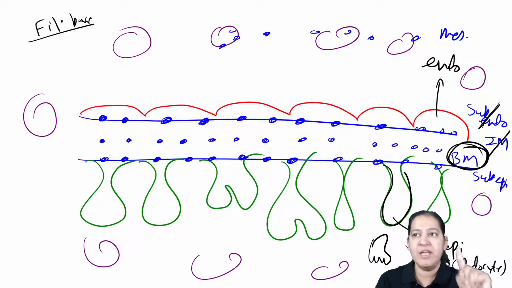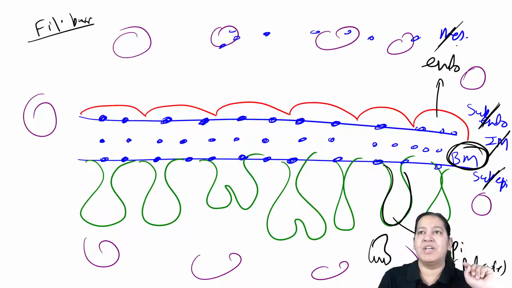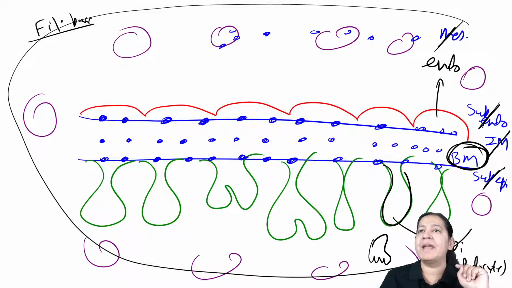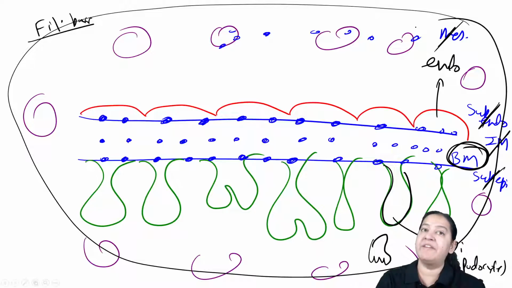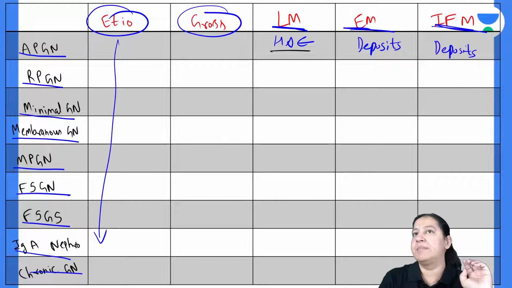Intramembranous, subendothelial, subepithelial, or mesangial. This all is taking place inside the basement membrane, the filtration membrane of the glomerulus. So in light microscopy, they are invisible. They are visible in electron microscopy and immunofluorescence.